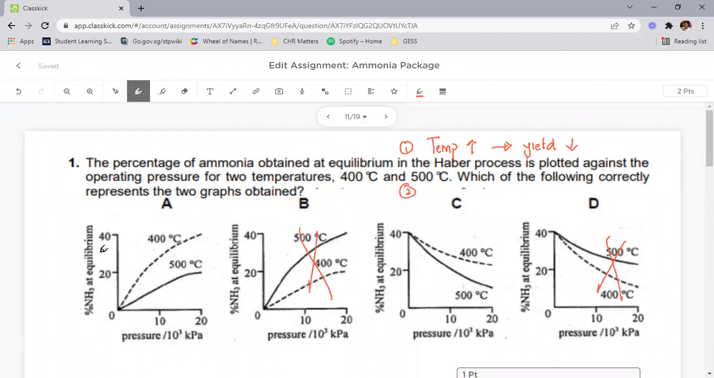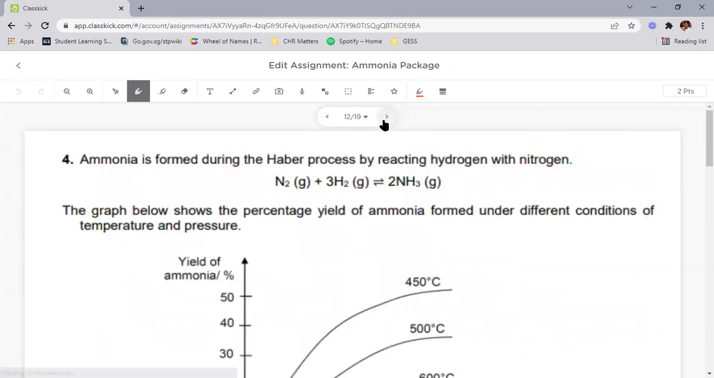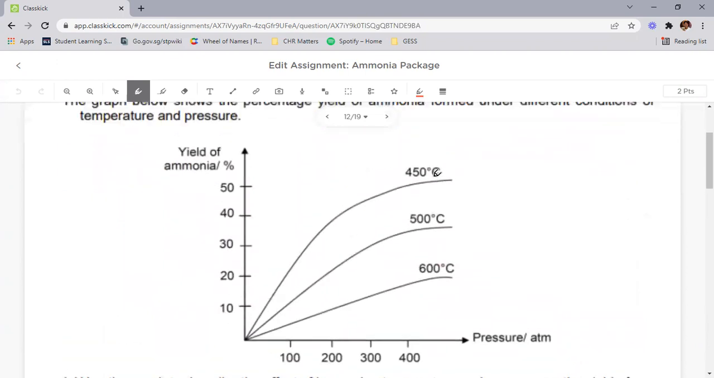Next, pressure. Second point will be the x-axis, which is pressure. When pressure increases, what happens to my yield? My yield will actually also increase. So if I compare my two graphs here, C will be out. Therefore, my answer will be A. You can see here why the factors are so important, because questions like this will tend to appear.